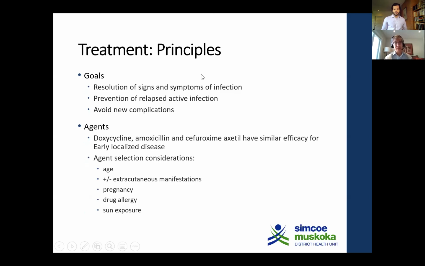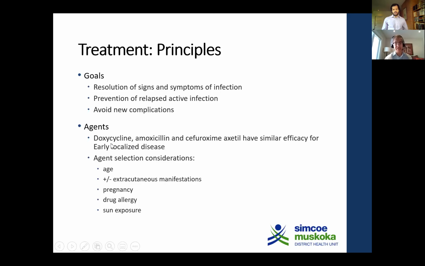So let's look at the treatment. The principles, of course, are to resolve the signs and symptoms, prevent relapse of active infections, and avoid complications. So we're trying to treat it early and accurately, and that's the balance we're trying to find. In the mainstream literature, I use the word mainstream because of this minority of Lyme advocates, the literature does show similar efficacy for all three. I would say that some mainstream guidelines do recommend doxycycline as the first line.